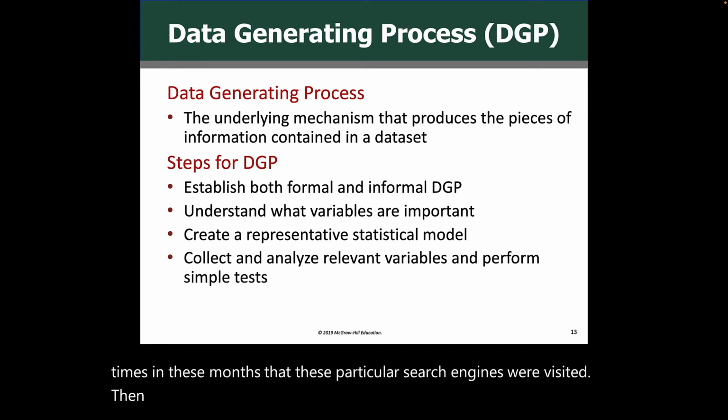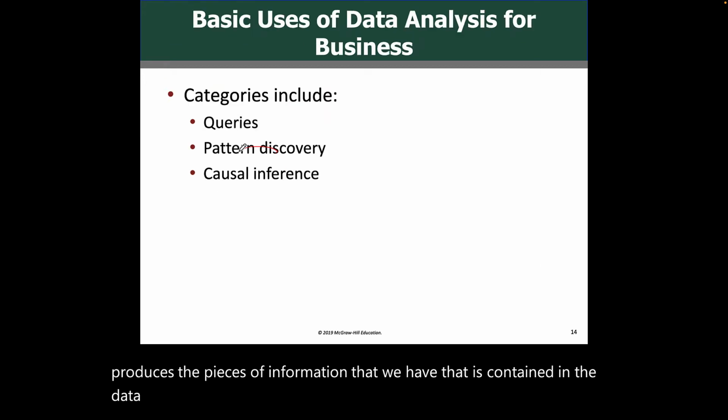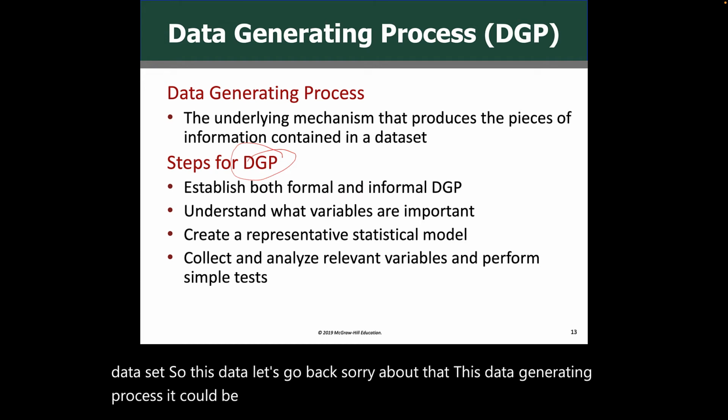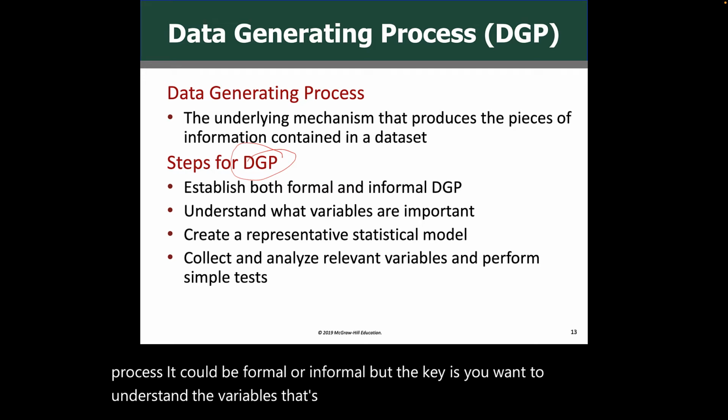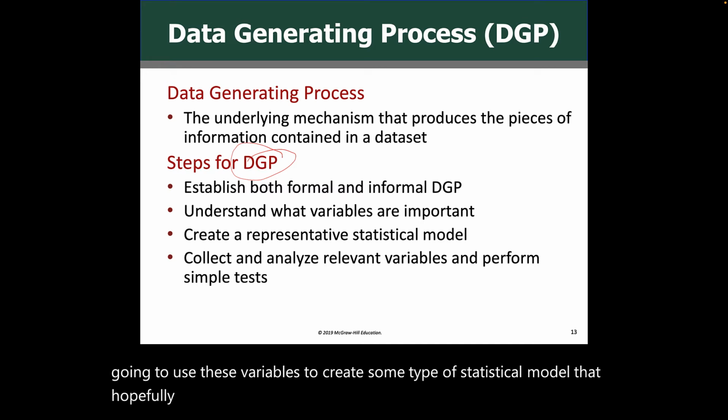Then we have a data generating process, the underlying mechanism that produces the pieces of information that are contained in the data set. This data generating process could be formal or informal, but the key is you want to understand the variables. That's the important part, because you're going to use these variables to create some type of statistical model that hopefully is representative of the population.